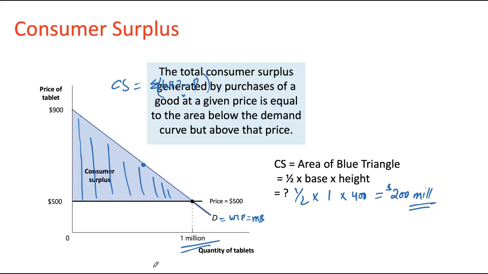So with the continuous demand curve, you can simply calculate the consumer surplus as the area of the triangle. Which triangle? This is the triangle below the demand curve and above the purchase price till the quantity bought. In this case, the quantity bought was 1 million, and the intercept of the triangle comes in handy. It's 900 minus 500. This is the height that we're working with for the area of the triangle.